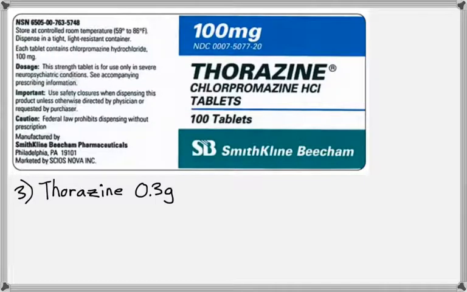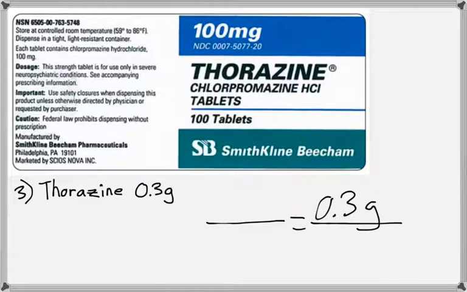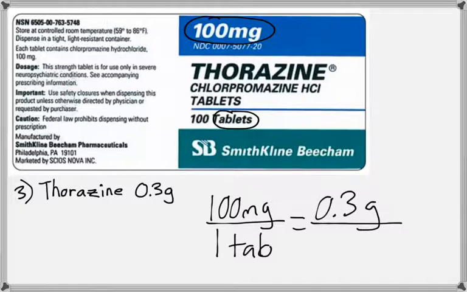On question number 3, the order is coming in for 0.3 grams of Thorazine. So I'm going to set up my proportion, and the strength is 100 milligrams. And because this is tablets, we set it up as over 1 tab. So you don't put it over 100 tabs because that's the entire bottle. So it's always just over 1 tab when it's a tablet question.